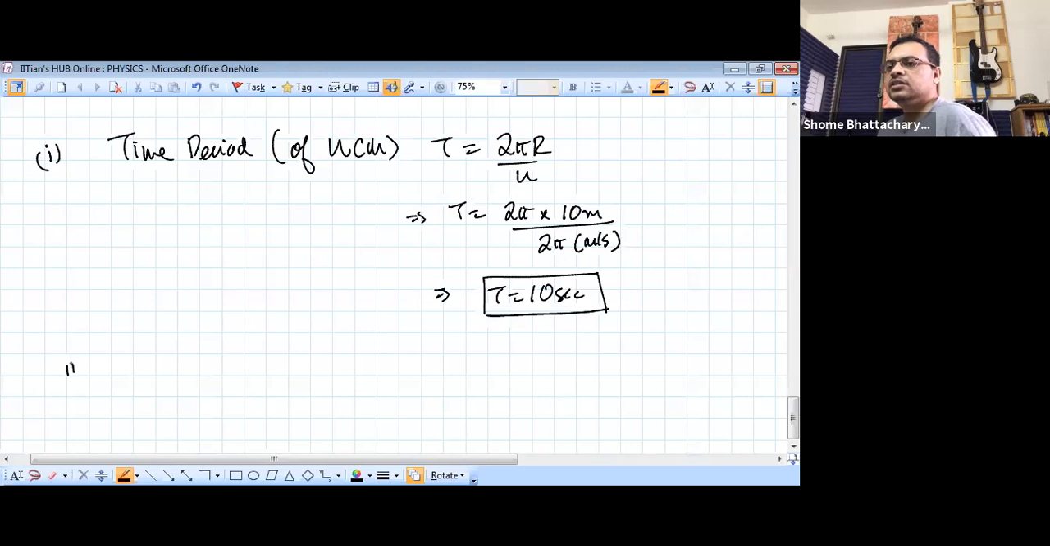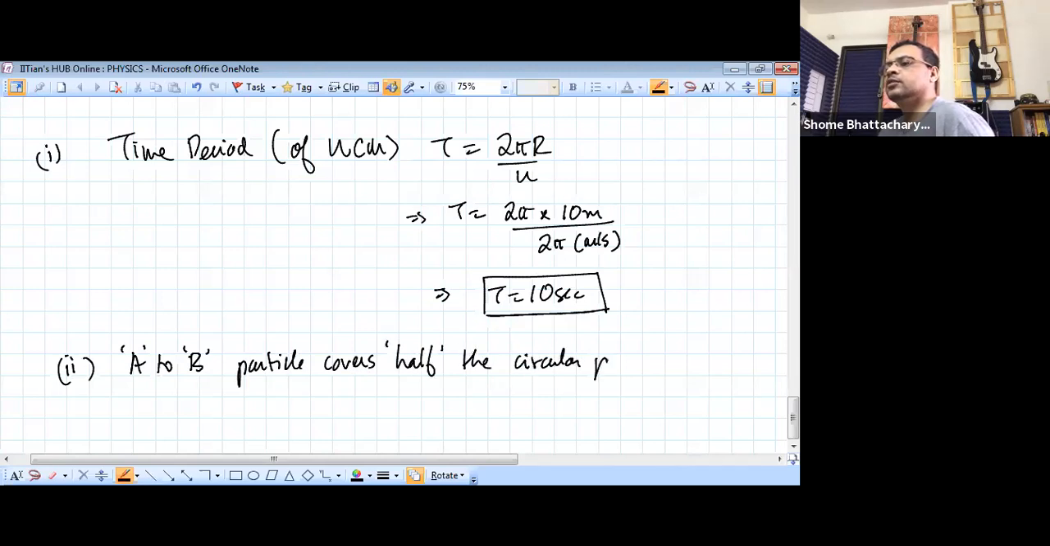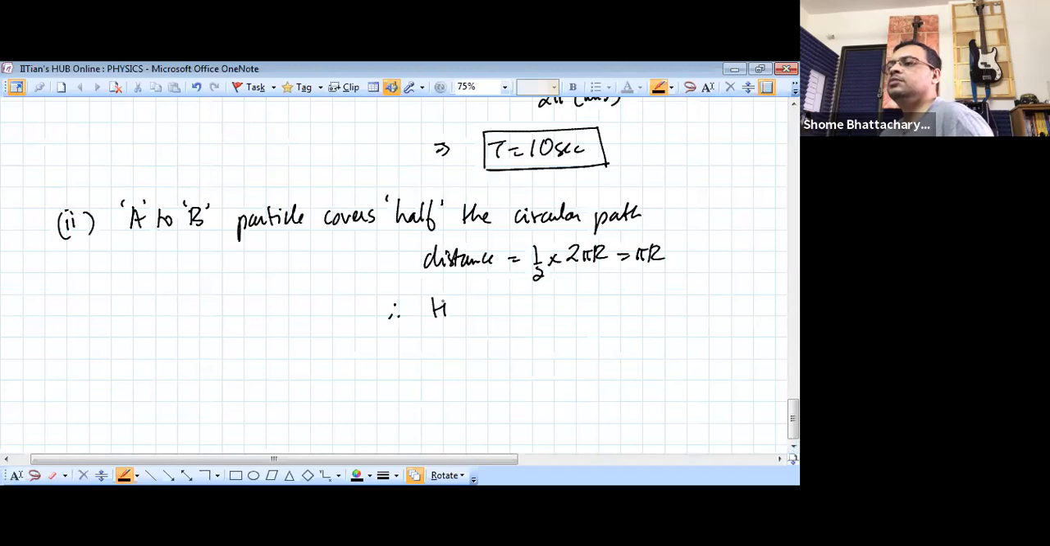Now for the second part, you can see that A to B, the particle covers half the circular path. So distance traveled is half of the circumference now. So obviously time will be how much? It will be half of the time period, or that is the same thing as pi r divided by the speed. So the time taken from A to B, कितना हो जाएगा? सिर्फ 5 seconds.